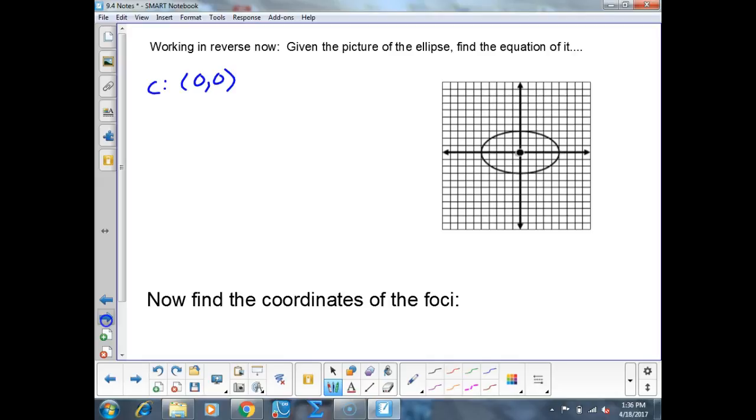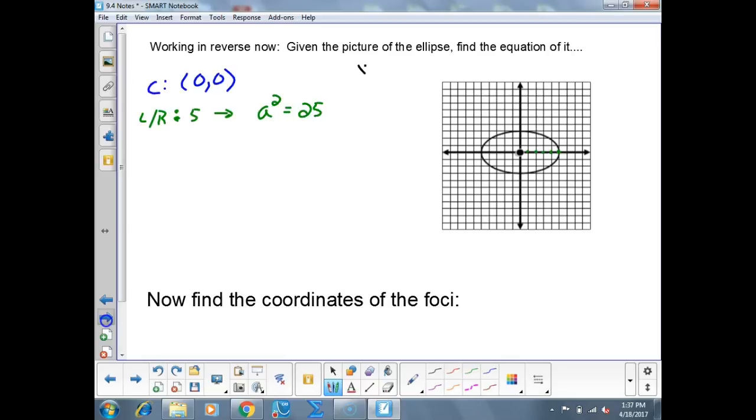What should I do next? So count left and right. 1, 2, 3, 4, 5. So my left-right distance is 5, which means what? It's going to be 25 underneath, right? So we'll call that one a squared for now, because it's underneath the x.